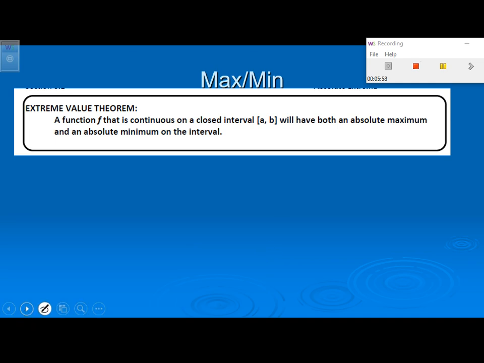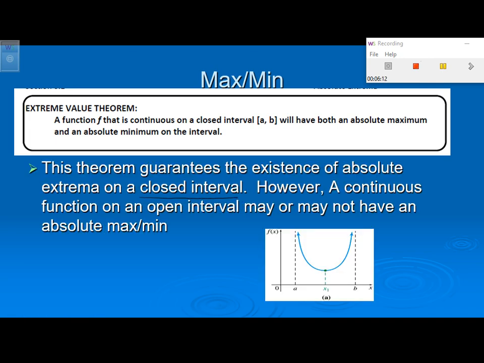So the extreme value theorem guarantees this. It guarantees the existence of absolute extrema on a closed interval. The key word there is closed interval. However, a continuous function on an open interval may or may not have an absolute maximum or minimum. Notice this open interval goes forever. Well, it definitely has a minimum but no maximum.